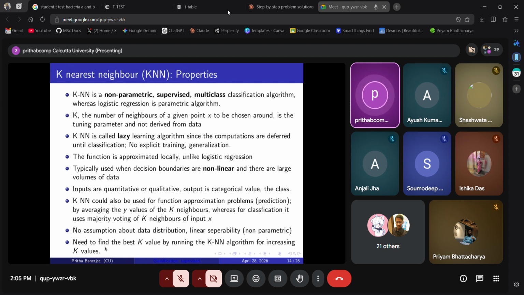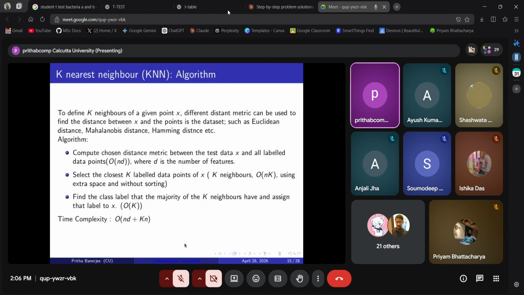So what we need to do is find the best k value. That is, the number of neighborhood points you are going to consider, by running the KNN algorithm for increasing values of k. So there is a kind of trial and error method to decide the value of this k. That is what tuning is. So we need to tune. The algorithm is very simple.